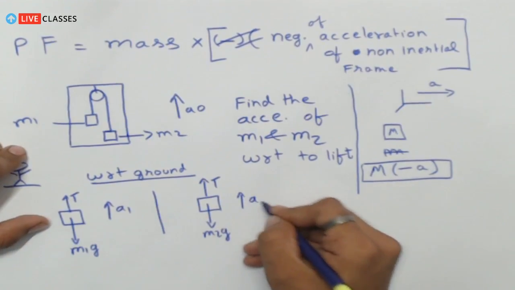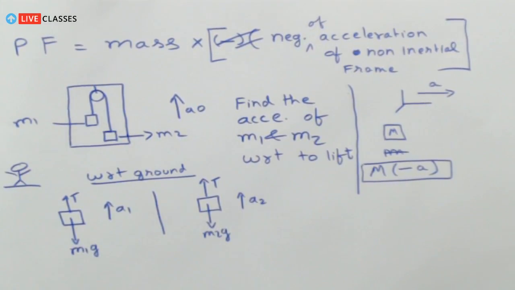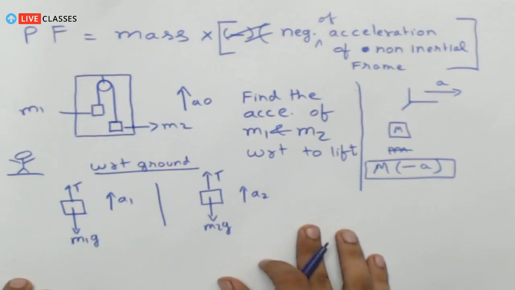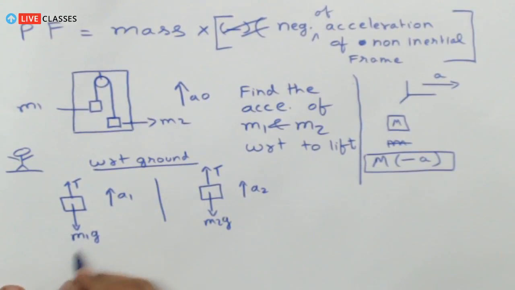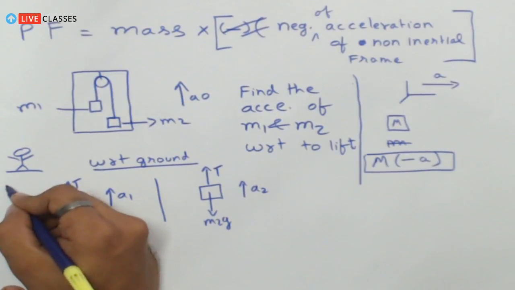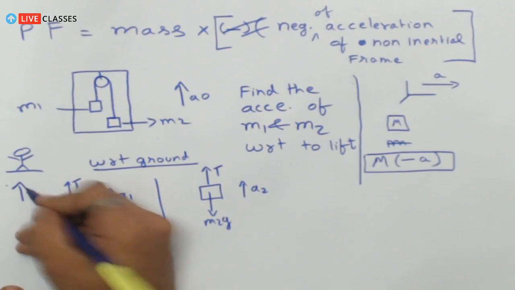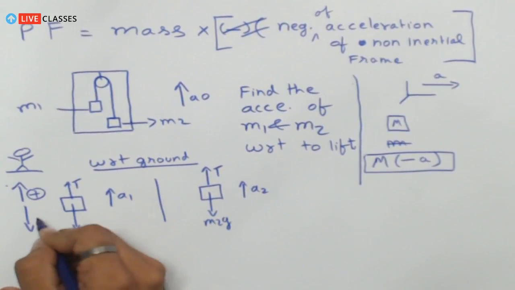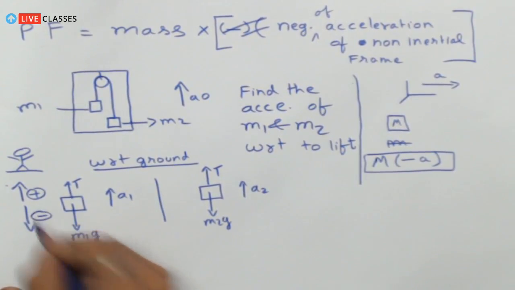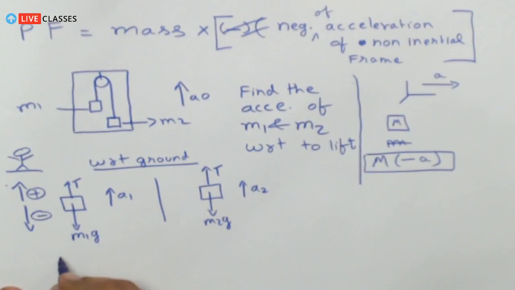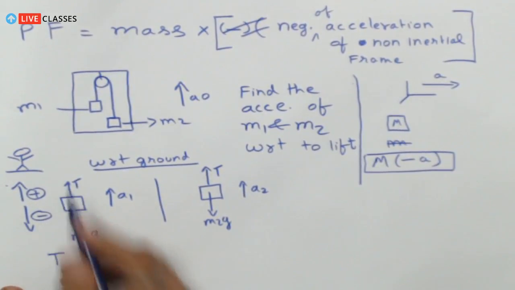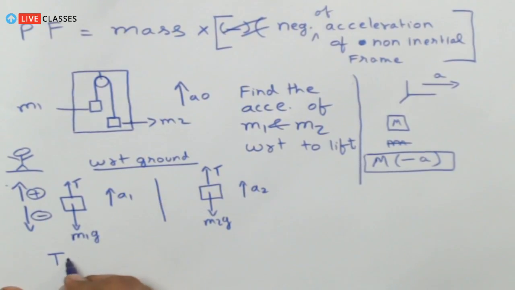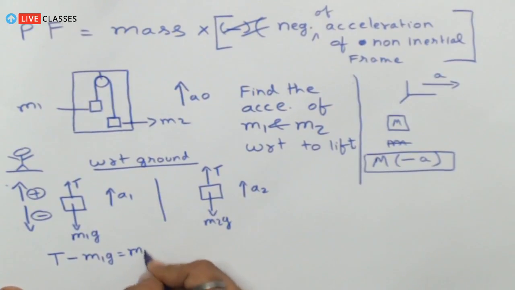So upward it's a2, right? When you write the force equation for this, first of all, the most important thing, you guys should know what I'm doing right now. It's positive and negative sign convention. So writing the force equation, T is positive, acting upwards, minus M1G is negative because it's acting downwards, equals M1 times A1, right?